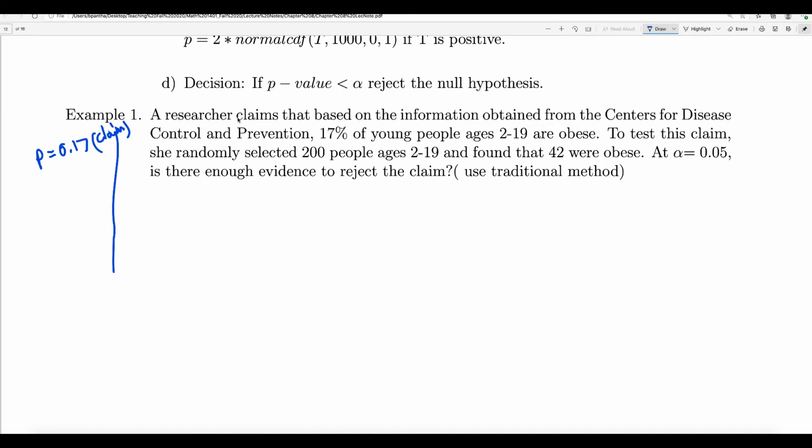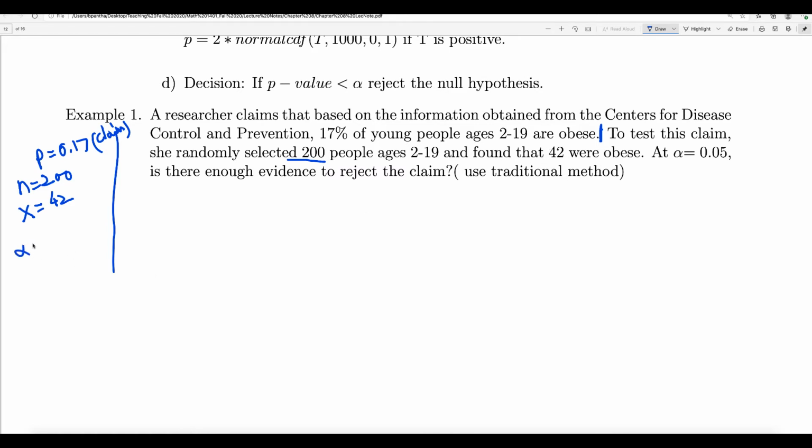And then it does not say anything about the sample so far. Up to here, it doesn't say anything about the sample. Meaning, any information given before these are for the population, okay? Now, to test these claims, she randomly selected 200 people. That means N equals to 200, okay? Between age 2 and 19, and found that 42 were obese. So X is 42, okay? Sometimes a sample proportion P is given to you. Sometimes data will be given to you. You will have to find out P, okay?